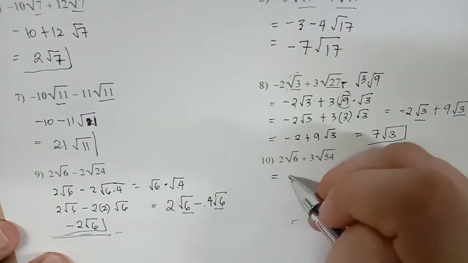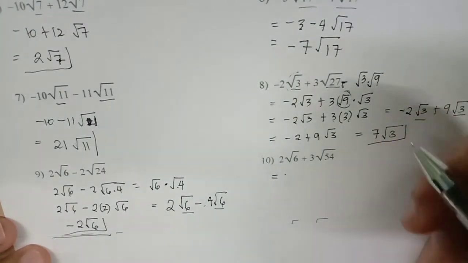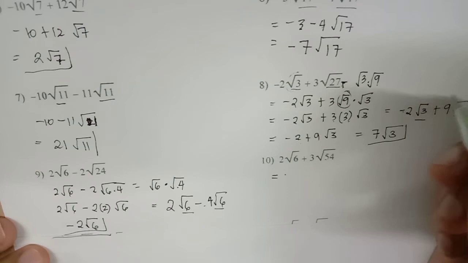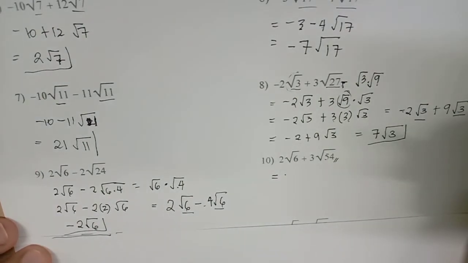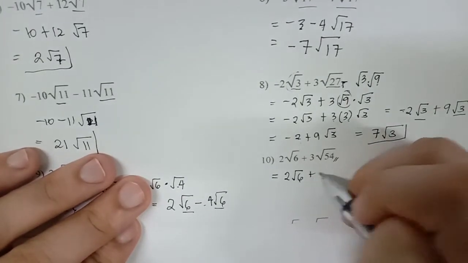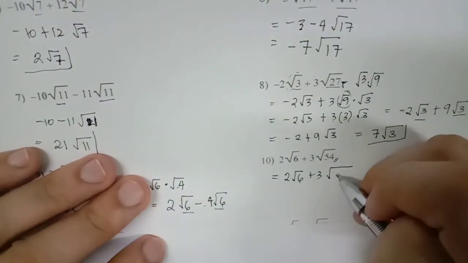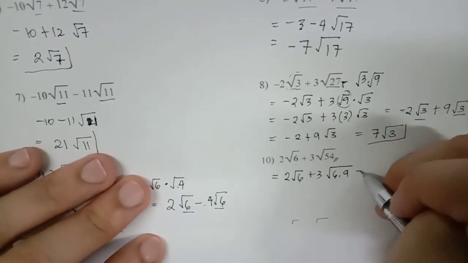Next, 2 square root of 6 plus 3 square root of 54. So, mag-aano po tayo ng number na pwede po dito, kay 54. Meron po bang factor si 54 na pwedeng kay 6? So, 6 times 9. Very good. So, plus 3. So, 6 times 9. So, pwede po natin yang i-ganto.